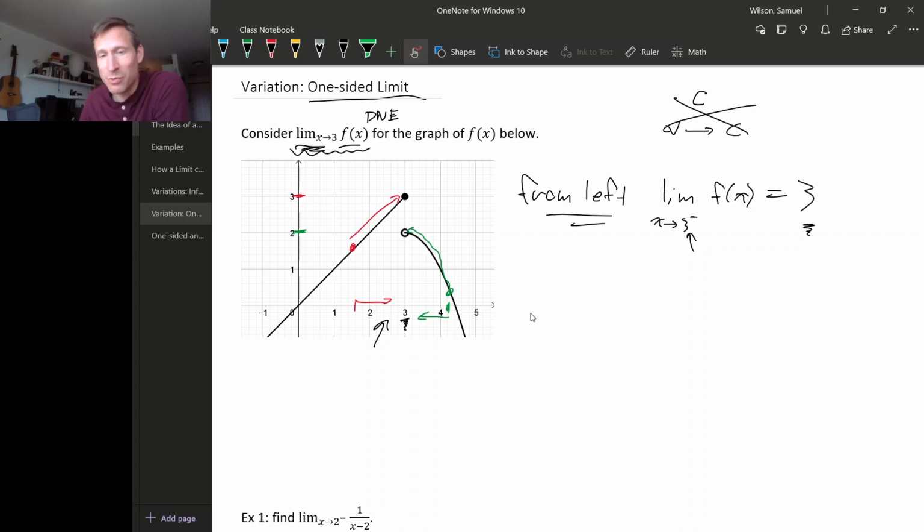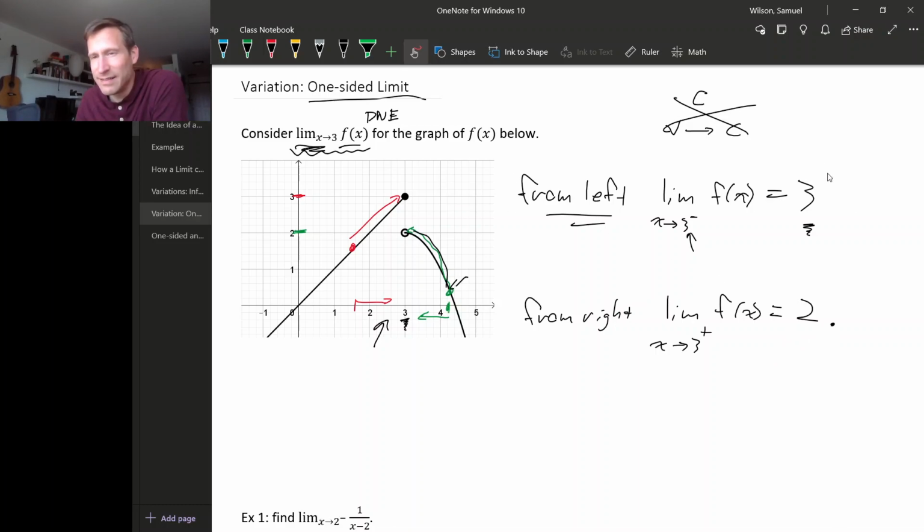All right, the other way we could approach x equals 3 is from the right. How should we modify our notation for that? Well, clearly, we should put a little plus up here because the plus side is to the right of 3. So now we can only look at the green piece and ignore the red stuff. And as we approach from the right, the corresponding point on the graph slides towards height 2. So this limit would be 2. So you can see that these one-sided limits can exist even when the two-sided limit, or the original limit, doesn't exist. Let's look at a couple examples.